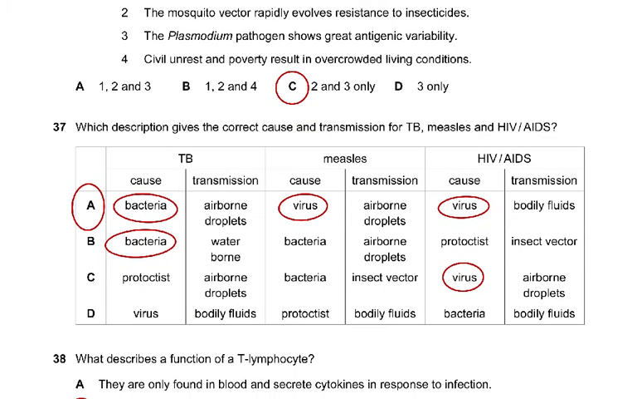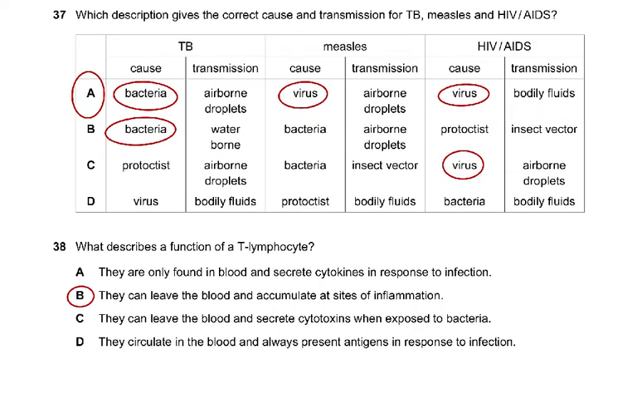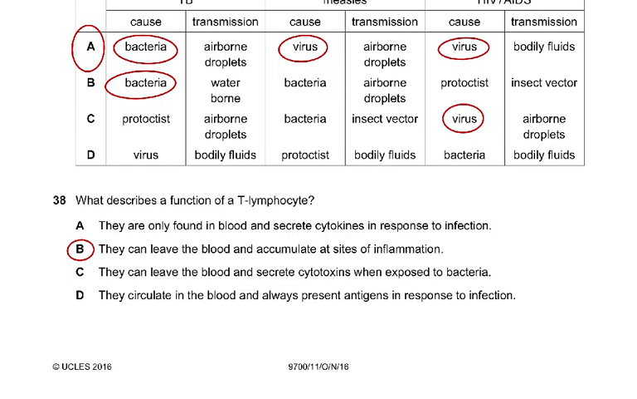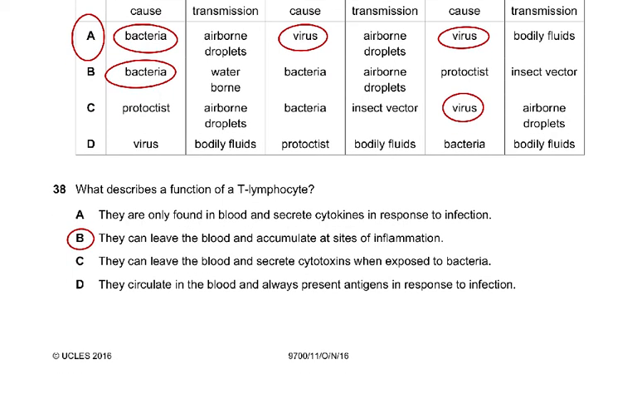Then we come to question 37. Now, if you look at question 37, which description gives the correct causes and transmission for TB, measles, and HIV? So that was very easy to figure out. You know that TB is caused by bacteria. So the only two answers were A and B. The rest is all, as we say, BS. Beautiful story. And then measles is caused by a virus, and AIDS is caused by a virus. So it was very easy to figure out. I've circled all the ones which were relevant, and you have to figure this out. Then coming on to question 38, which describes a function of a T lymphocyte?